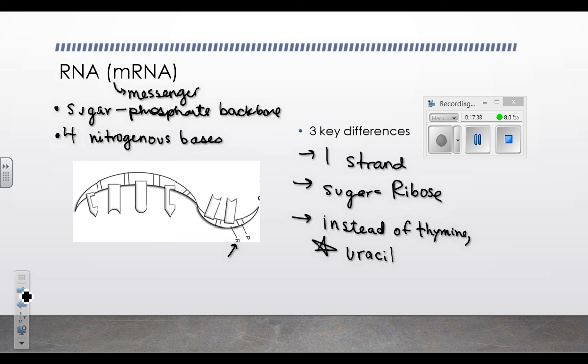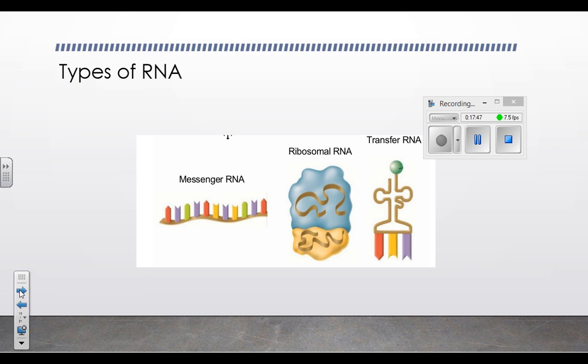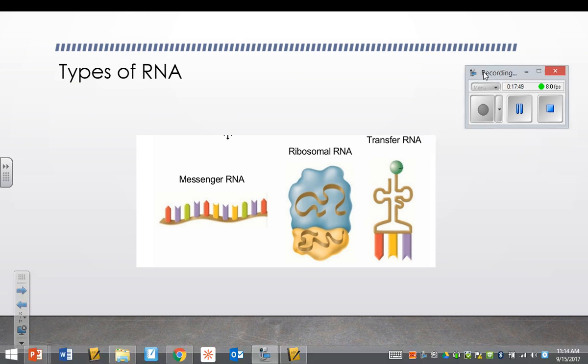So that's your RNA. It looks like DNA except that it has those 3 key differences. So I said there were types of RNA, and I just want to mention them now, and then we'll talk about a couple of them in a lot more detail, but I just want to give you a brief overview of what the types of RNA are. The first one is the messenger RNA. Messenger RNA, like its name suggests, takes information from the nucleus, usually to a ribosome.